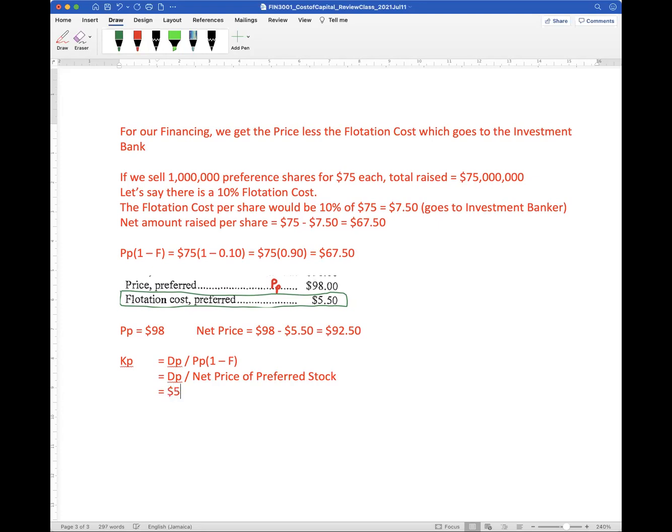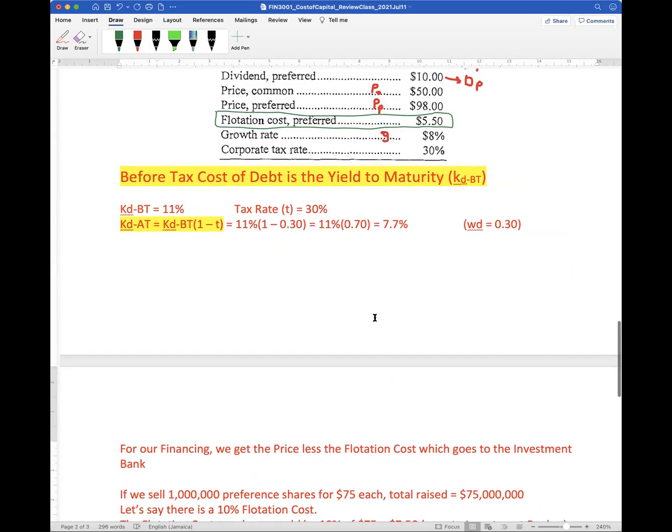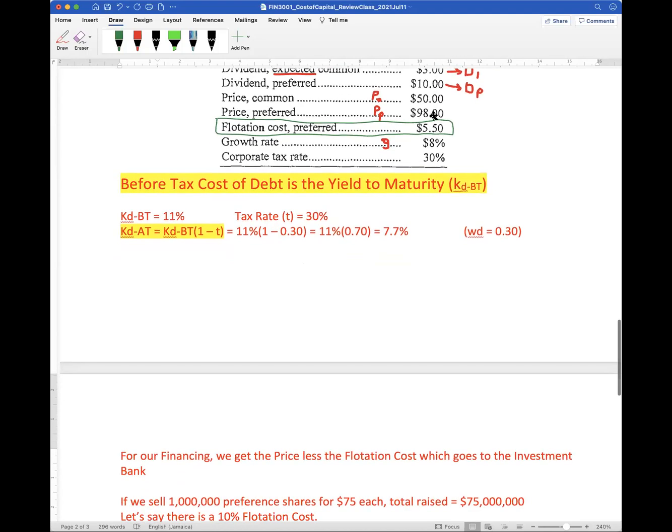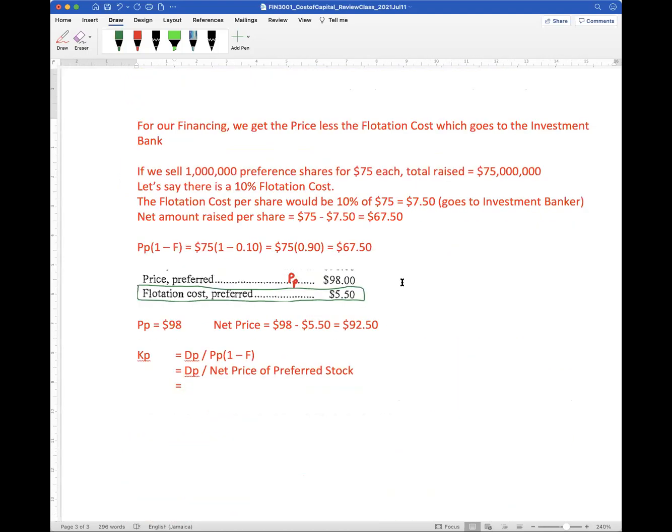The $5.50 is not the dividend, my bad. The dividend is given as well. The dividend was $10. Everybody see that, right? Dividend preferred equals $10. So for our formula now, we're saying the $10 dividend divided by the net price, which is $92.50.